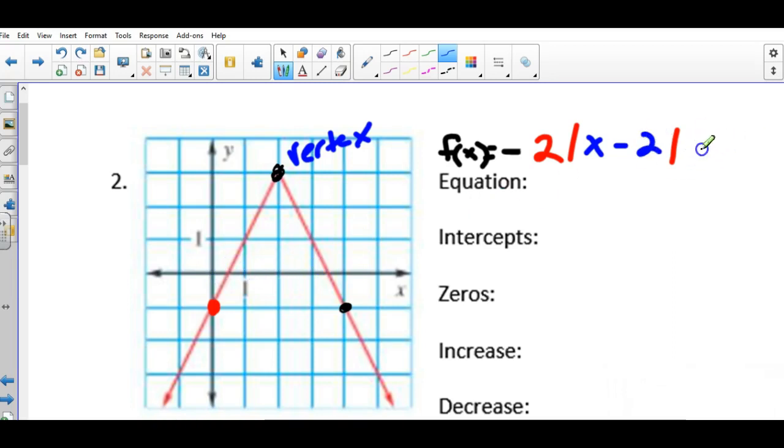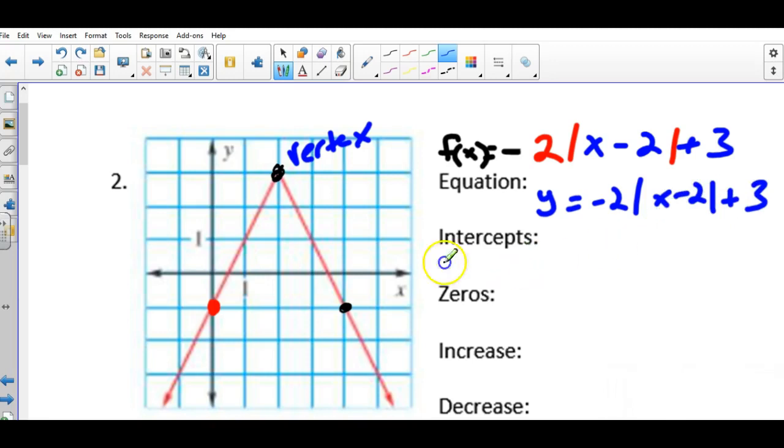And then we got to evaluate the k value. The k value out here, since this is up, it's going to be up 3. So 1, 2, and then up 1, 2, 3. So you have +3 right here. That's our equation, guys, that represents this line. Or you can say y equals -2 times the absolute value of x minus 2 plus 3. Okay, there's our equation.